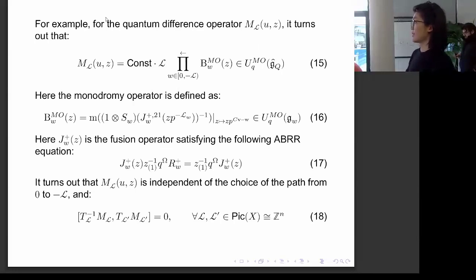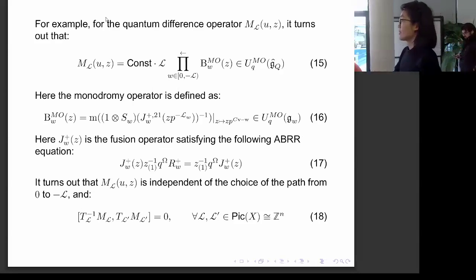So in this way, it turns out that we can use this fusion operator to define the monodromy operators over here. So it's like we do the transpose of this fusion operator and do some scaling over the scalar variables, and then compose it with the antipode map, and then we do the multiplication map from the left hand side and right hand side of the tensor product.